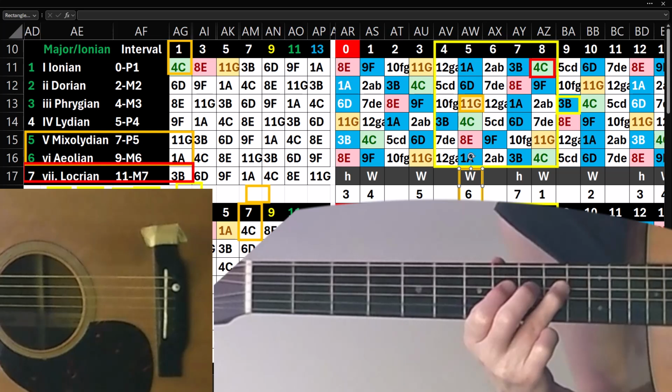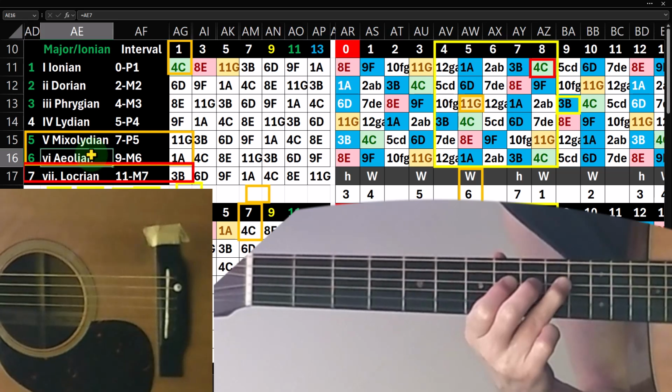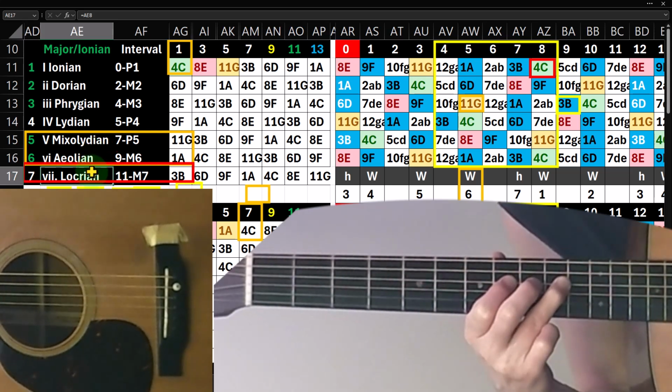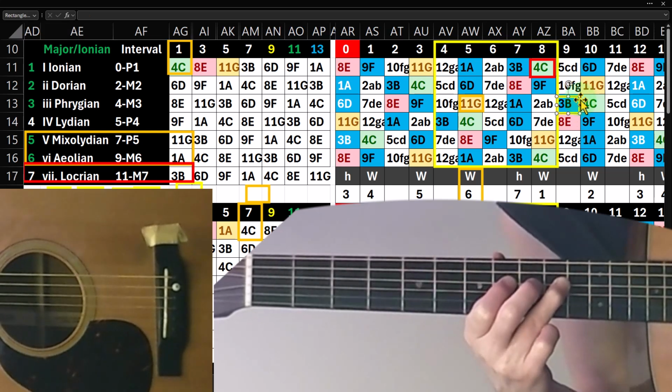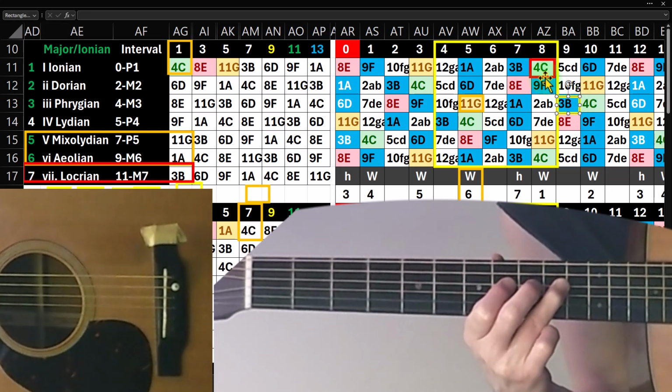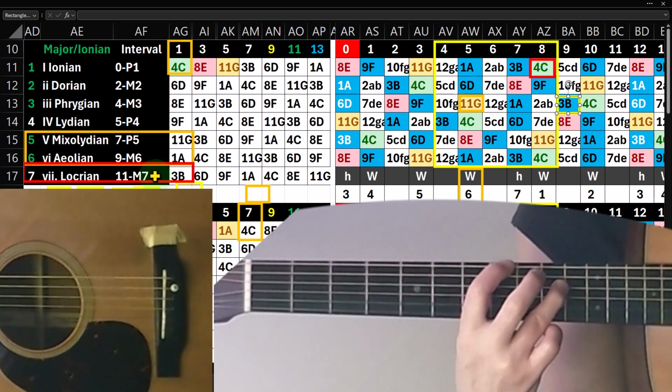I'm going from relative position 6 to relative position 7, which is absolute mode number 6, Aeolian, to absolute mode number 7, the Locrian. And then on the Locrian, what is the Locrian's relative position to the major scale? It's going to be an 11 note away major 7. How can I check that out?